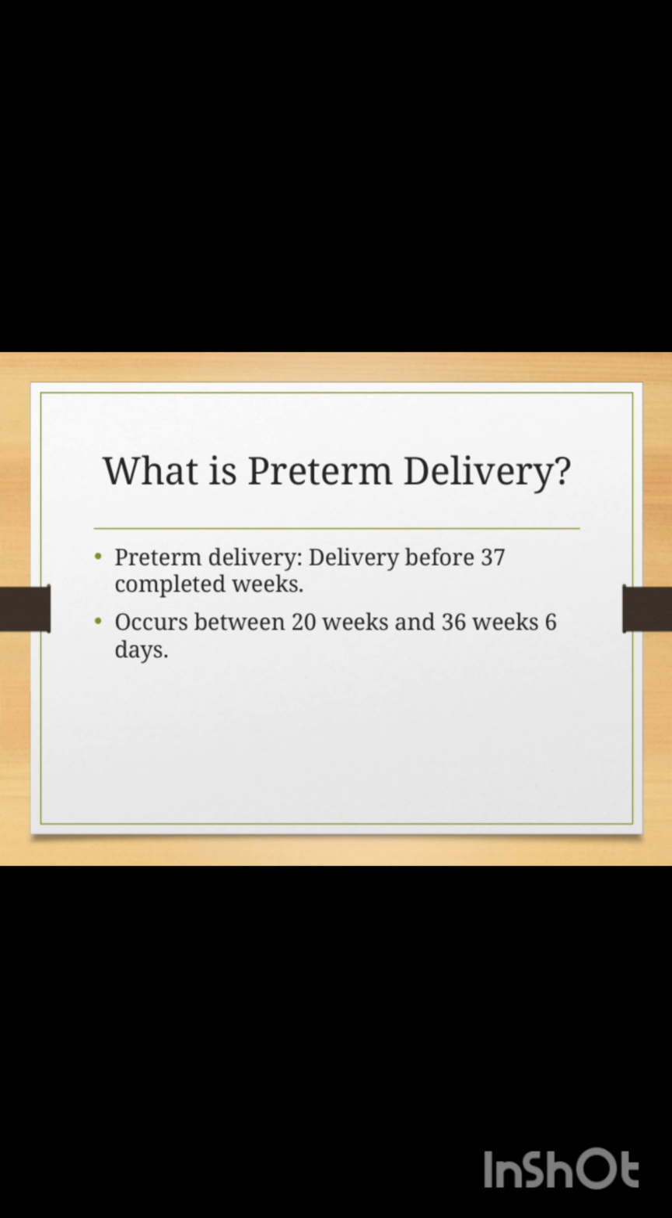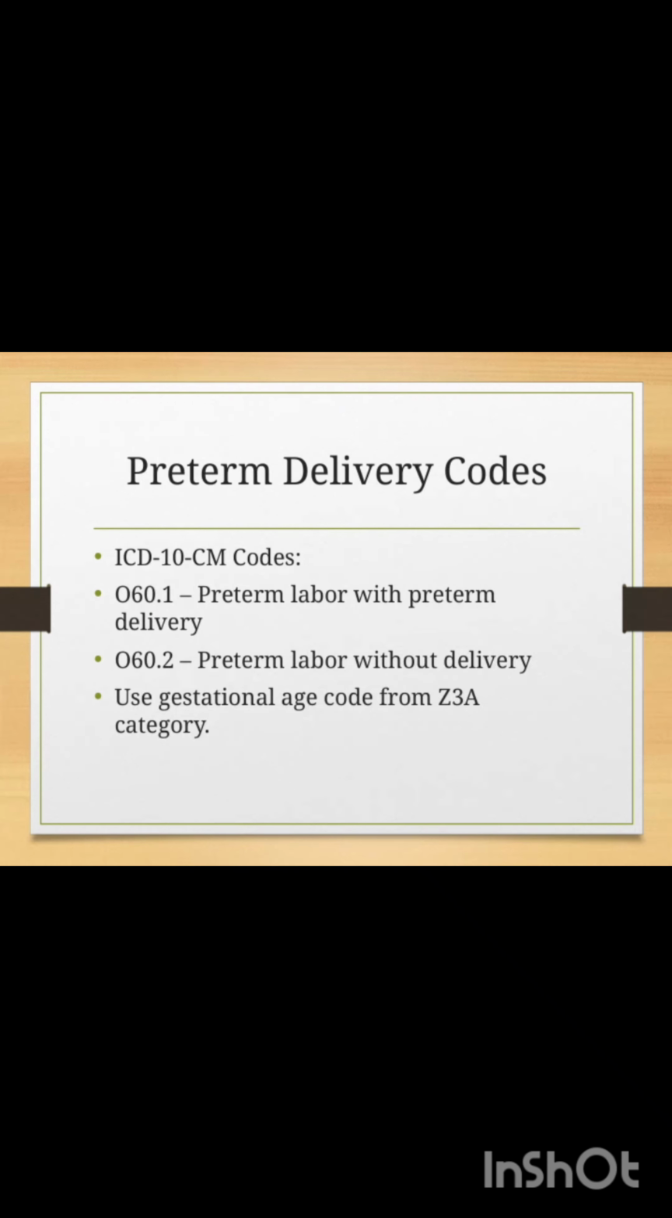Throughout this presentation, we've been emphasizing the importance of gestational age in fetal development and outcomes. Recognizing preterm delivery allows healthcare providers to intervene early and improve the chances of healthy survival for these babies. Now, let's take a look at some specific ICD-10-CM codes related to preterm labor and delivery. The code O60.1 refers to preterm labor with preterm delivery, meaning labor started early and resulted in an actual delivery before full term.